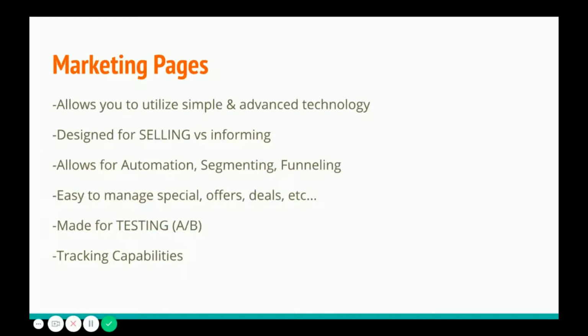It also allows for automation, segmenting, funneling, as I mentioned before, and makes it easy to manage specials, offers, deals, and other stuff like that. When we have a website, it's kind of hard to keep updated on all the different specials, offers, and deals we're doing. So we like to use marketing pages, where you literally won't even see our website. You'll only see these marketing pages, because we push them out via advertising, through social media, and through our email campaigns. We offer people a link that has the particular thing they're looking for.